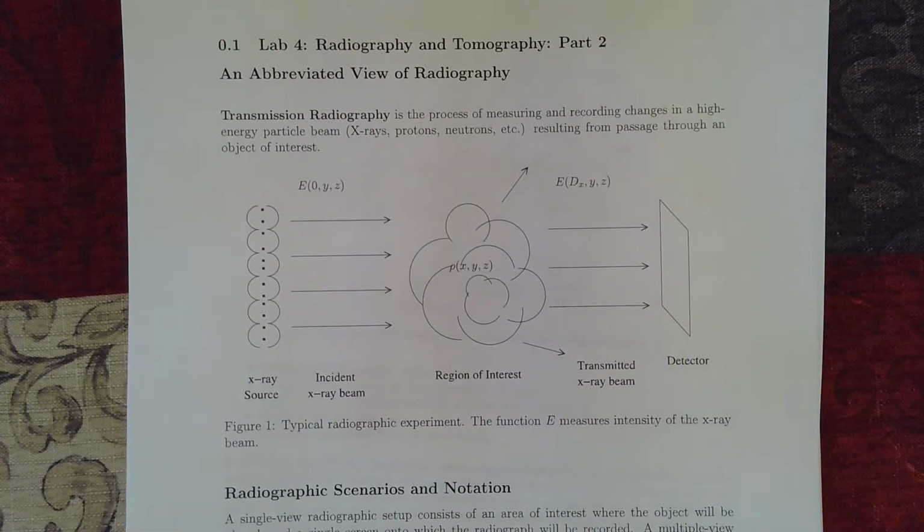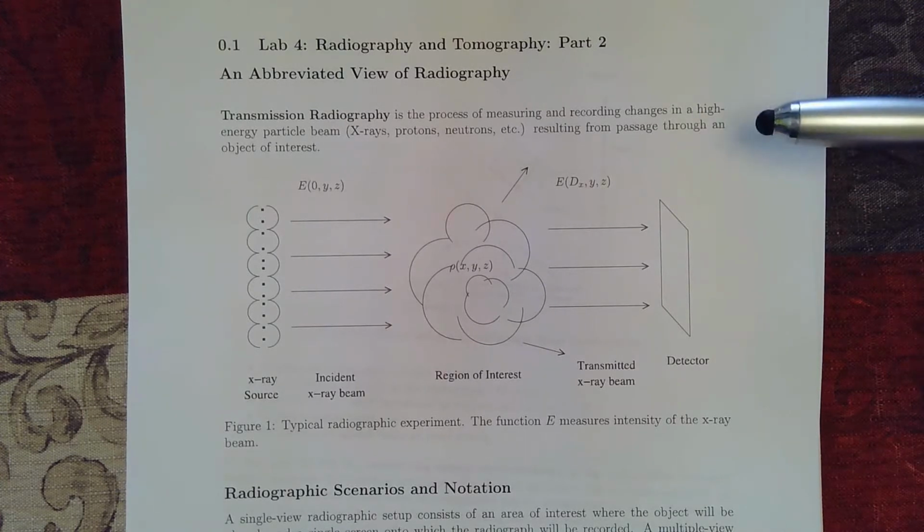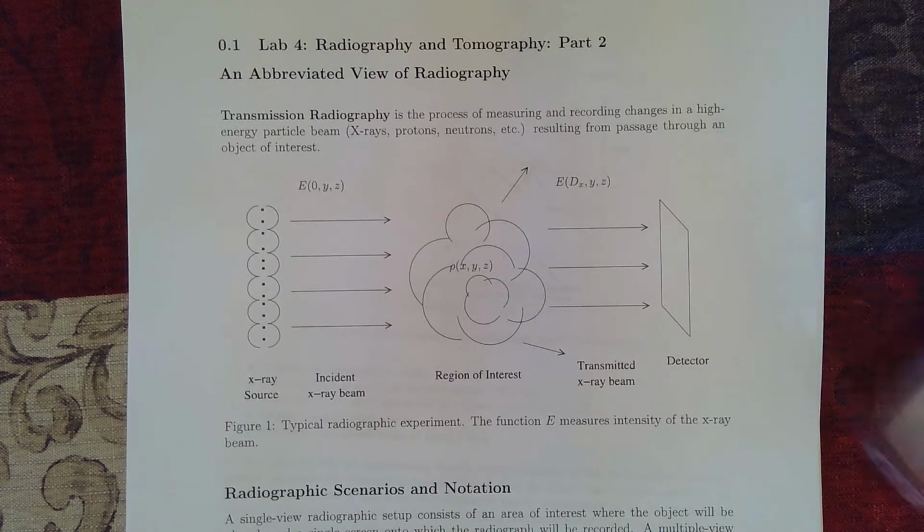All right, so we're going to start this week off with Lab 4. This is going to be a chance for us to look a little bit more at some of the radiography stuff. So this is part 2 of the radiography series of labs we're going to be doing. Transmission radiography is a process of measuring and recording changes to some kind of beam that's coming in, resulting from passing through some sort of area of interest.